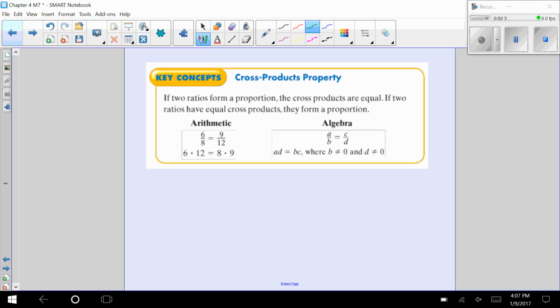All right, the cross products property is very important. If two ratios form a proportion, the cross products are equal. That is the cross products property. Also, if two ratios have equal cross products, then they form a proportion. So in our example here, we have 6 times 12, which is 72, equals 8 times 9, which is 72. Those are a proportion. Their cross products are equal.